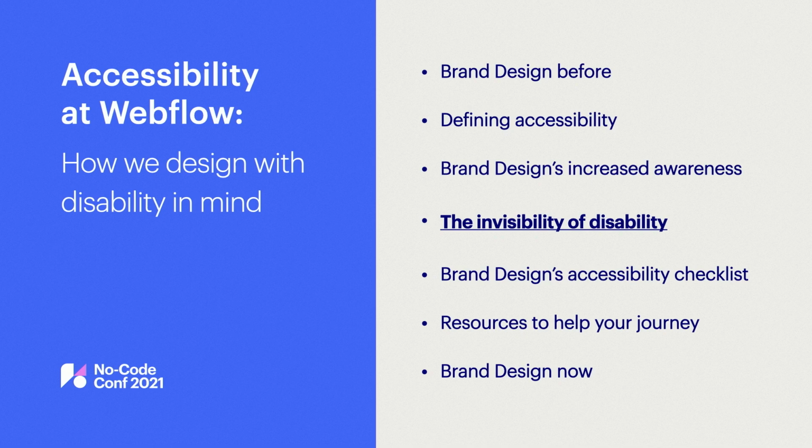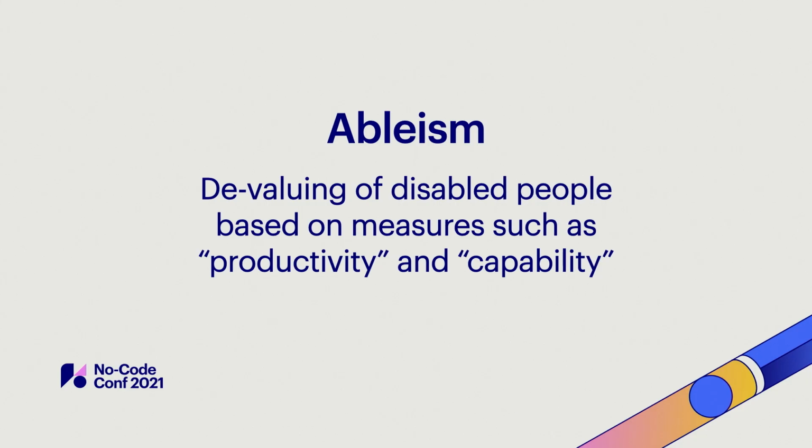The experience Camille is describing is not uncommon because accessibility is often not familiar to us. In fact, let's talk about why it's often invisible. It's largely due to a societal ill called ableism. At a very high level, ableism is a devaluing of disabled people based on measures such as productivity and capability. This often pushes disabled people into the margins, which causes their needs and accommodations to not be provided by default.